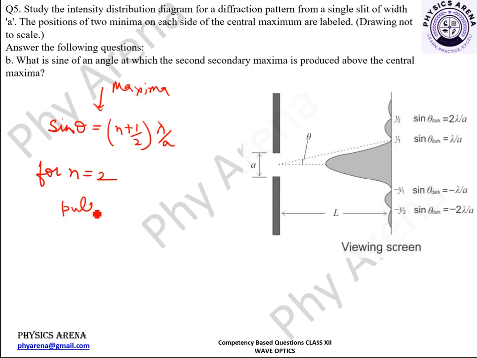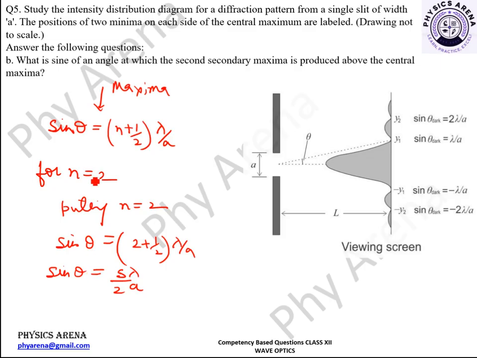So putting n equal to 2, we can write sine theta is equal to (2 plus half) multiplied by lambda by a, and that will be equal to 5 upon 2 lambda by a. That is the value of sine theta. So this is the sine of the angle at which the secondary maximum is produced above the central maximum.